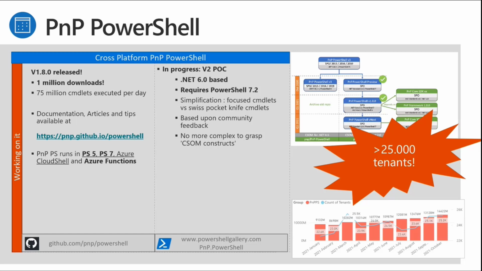And we want to remind you that you can get the PnP PowerShell from pnp.github.io/powershell, and you will get a version targeting PowerShell 5 and 7, as well as Azure Cloud Shell or Azure Functions. But we are also working internally on a V2 proof of concept, which will be based on .NET 6 and PowerShell 7.2. So stay tuned. And again, if you want to contribute to PnP PowerShell, as to any other library or project that we have in PnP, just let us know, because we are always looking for new people joining and helping building and shaping the future of these libraries.